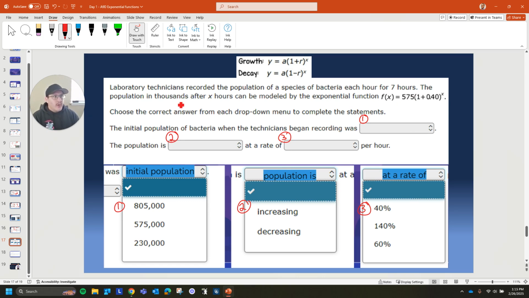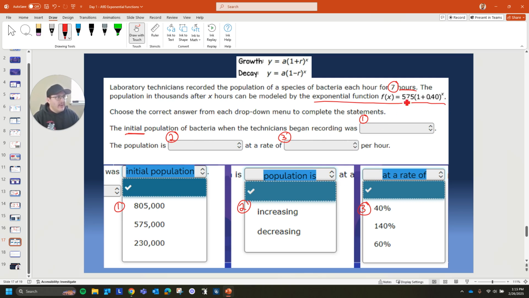Okay, laboratory technicians recorded a population of a species of bacteria each hour for 7 hours. The population in thousands after x hours can be modeled by the exponential function 575(1 + 0.40) to the x power. Choose the correct answer from each of the drop-down menus for these statements. The initial population of the bacteria when the technicians began recording was what?